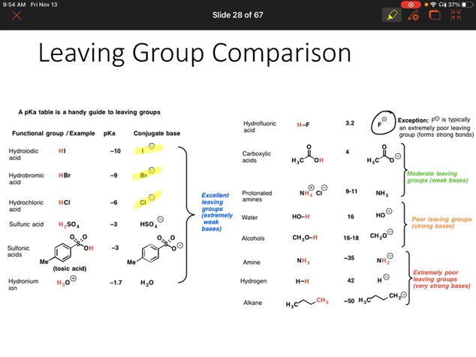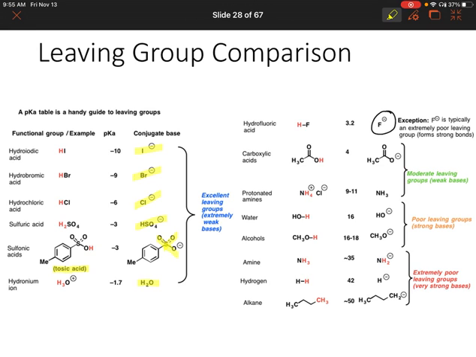The conjugate base of sulfuric acid is a good leaving group. And then we have something called tosic acid. Its conjugate base is actually a really good leaving group because it has a lot of resonance. So it's very stable. And then last but not least is water. Water is a really good leaving group.